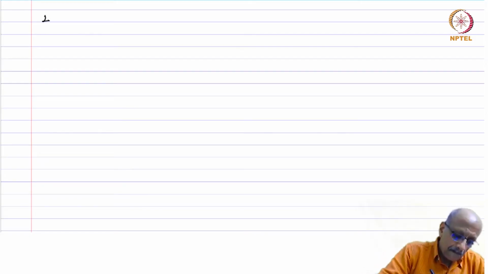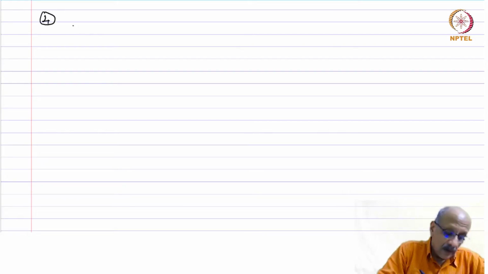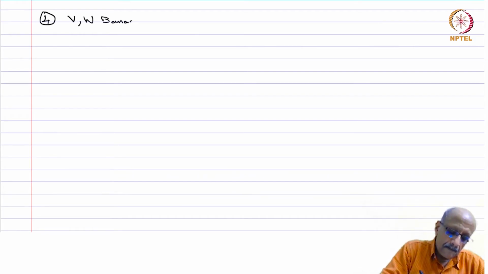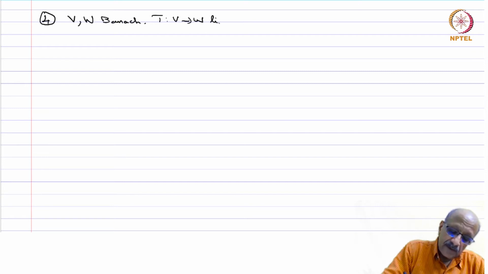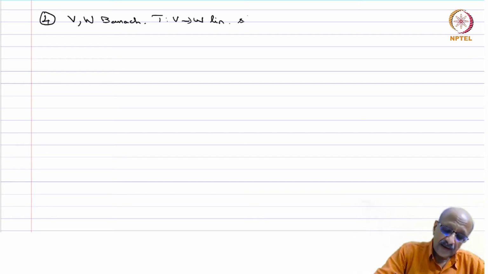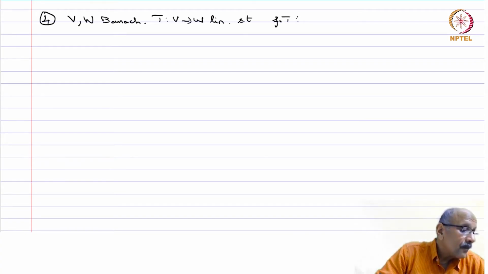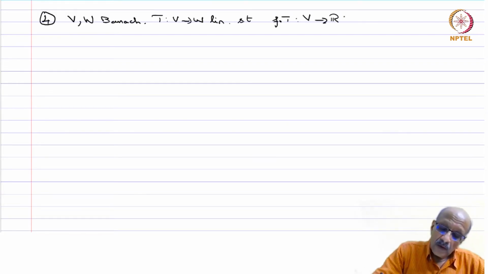4. So V, W Banach and T from V to W linear such that F composed with T from V to R is continuous for all F in W star.